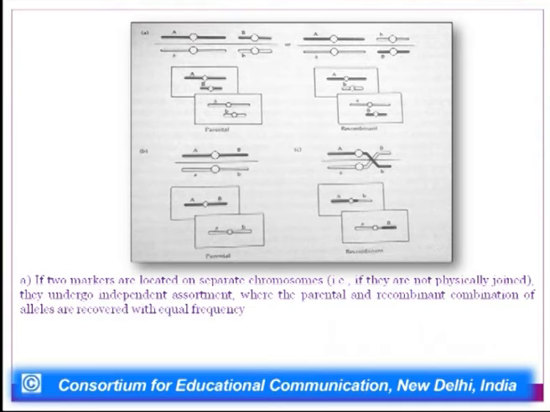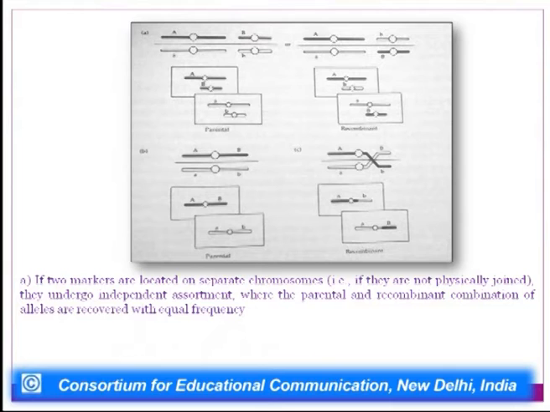So, for example, now how do they segregate? We are talking about recombination, linkage and crossing over all together. If two markers are located on separate chromosomes, that is, if they are not physically joined, there is no linkage. They will undergo independent assortment, where the parental and recombinant combinations of alleles are recovered with equal frequency. You can see in the top panel that capital A and capital B are lying on two different chromosomes, and the parental and the recombinant containing capital A small b, as we saw earlier, both occur with equal frequency.